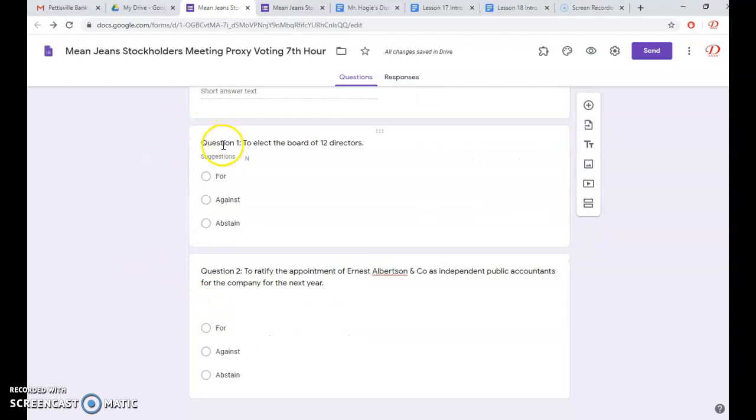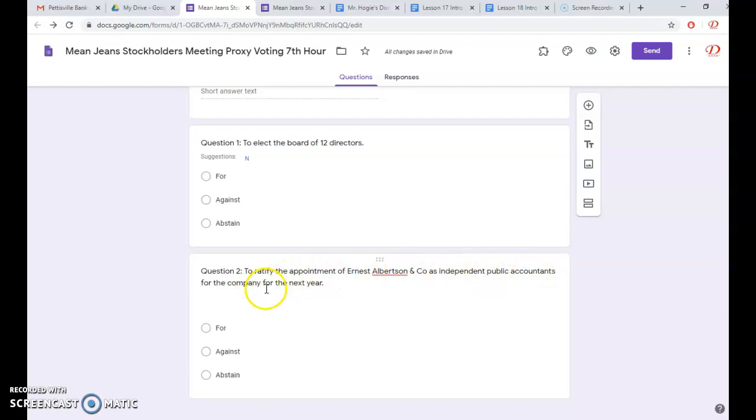Question number 1 is to elect the board of 12 directors. You should have gotten an invitation to the stockholders meeting that lists the 12 board of directors. So if you agree with that, you put for. If you disagree, you put against. And if you don't want your votes to count, which is basically throwing your choice away, you choose abstain.